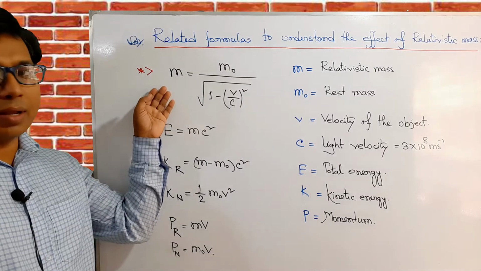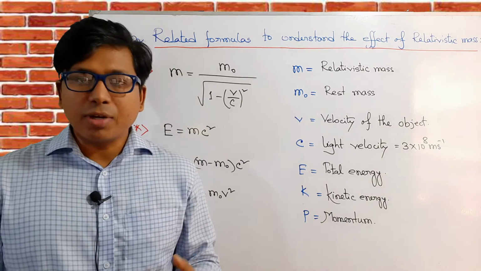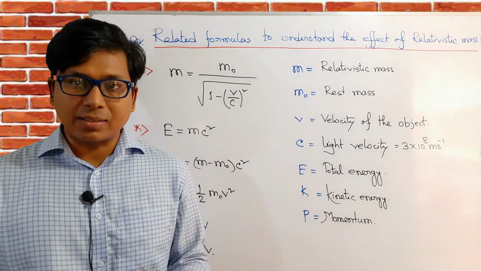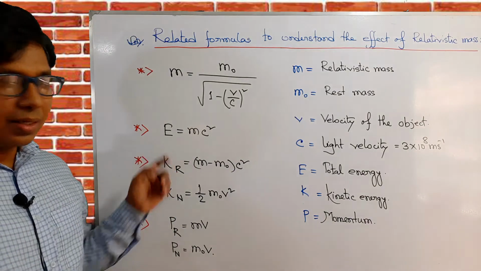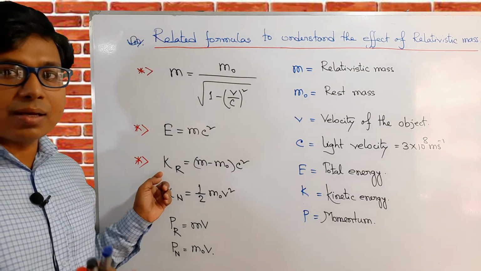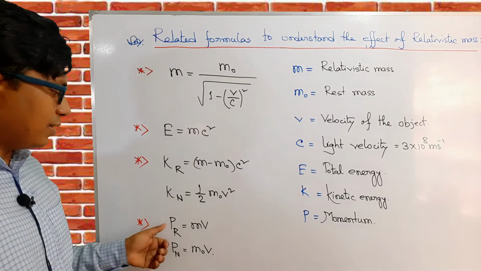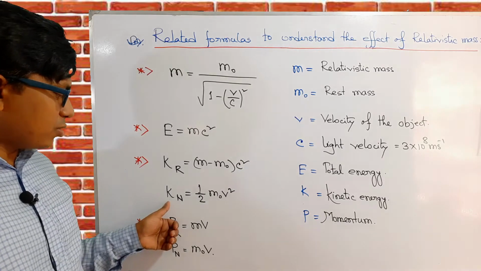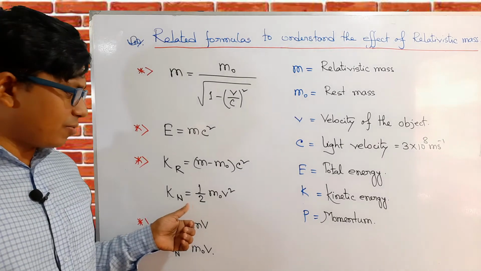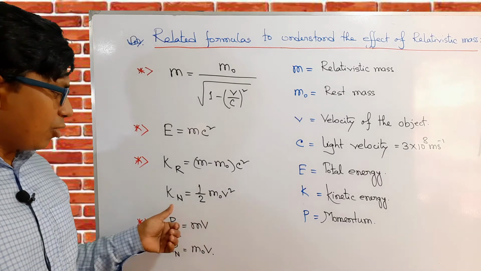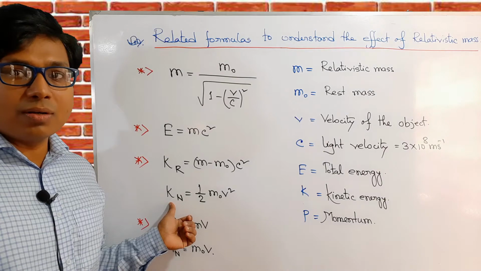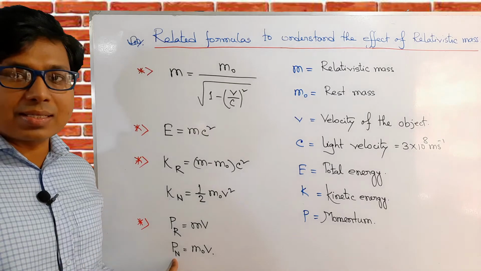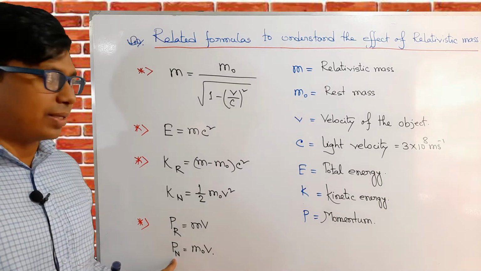This is a very well known and basic equation, and by using this equation you also learn the effects of the relativistic mass on other quantities, like the total energy of the object, the kinetic energy of the object when it moves near the velocity of light, and also the momentum of the object and the change of momentum of the object. And here you also observe that K_n is the very well known half m v squared equation. This is the equation of kinetic energy as per Newtonian mechanics, and here also P equals m v, and here P_n suggests the momentum of Newtonian mechanics.